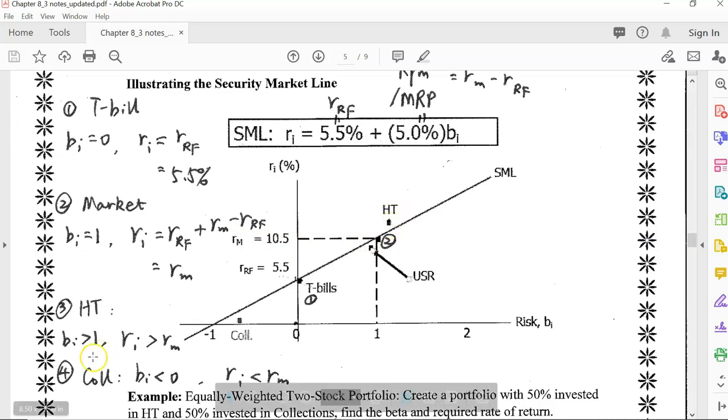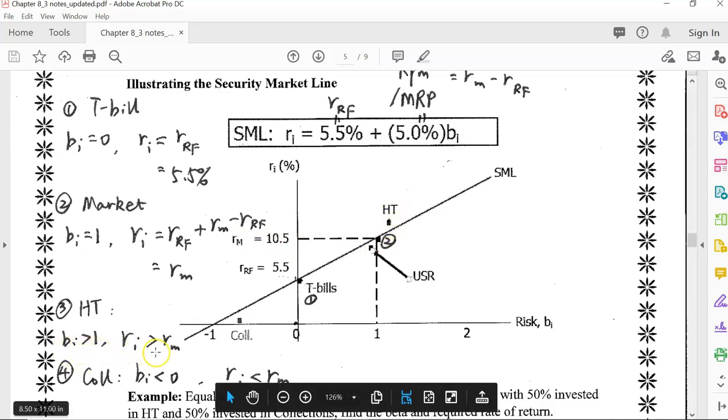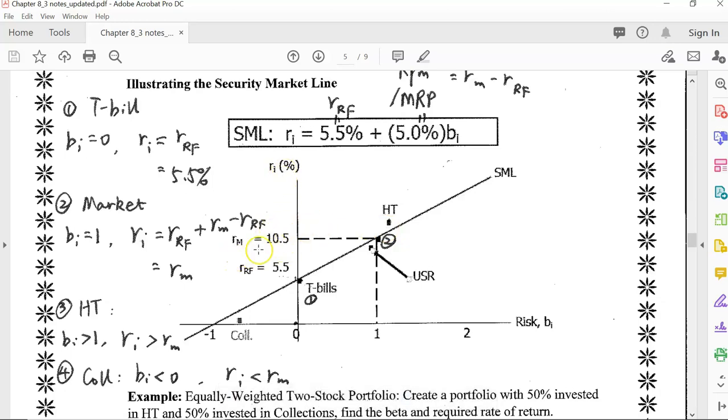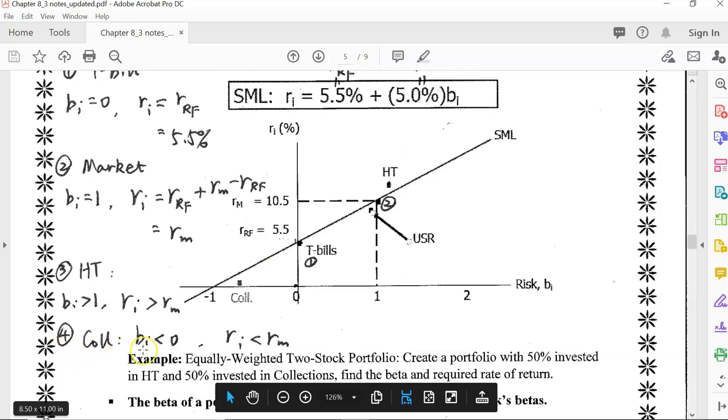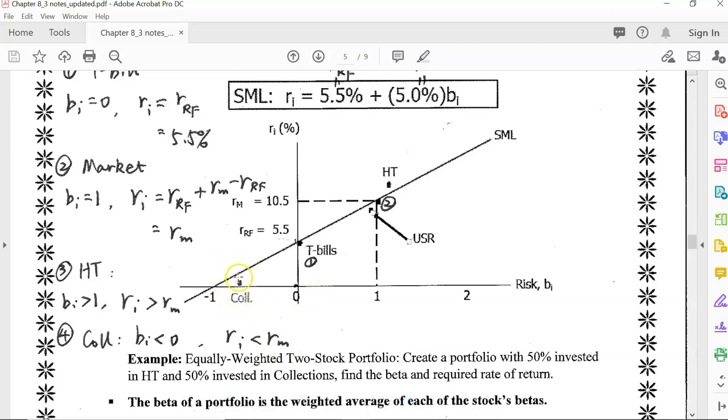For high tech, beta is larger than 1, so Ri is larger than Rm. High tech is here, beta is larger than 1, so Ri becomes larger than Rm. Case 4, collectibles, beta is negative, so Ri is smaller than Rm. Collectible is here, beta is negative, so Ri is smaller than Rm.